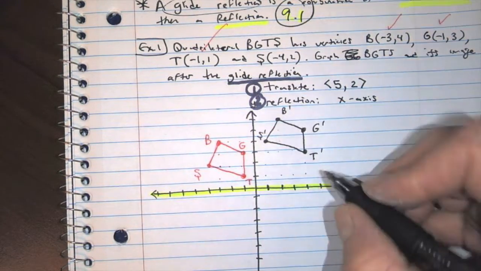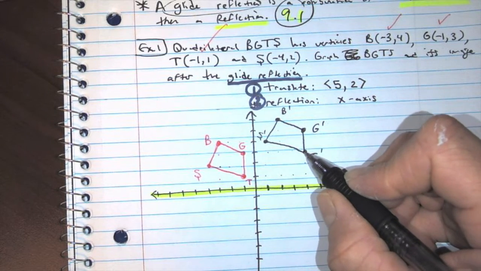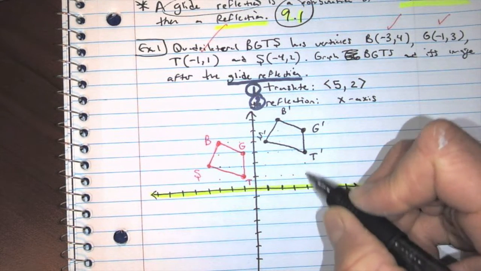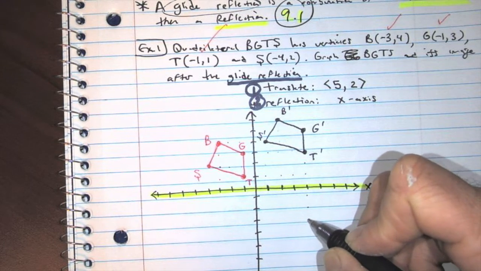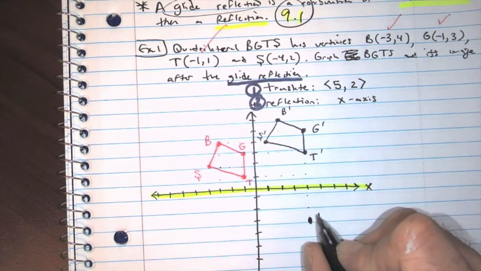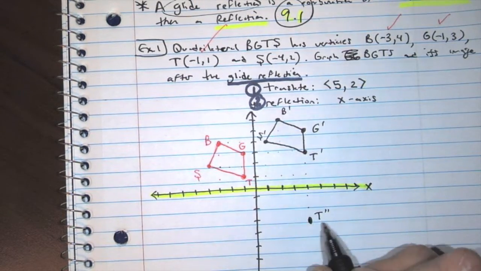So let's reflect this. Let's do T first. I'm a distance of 1, 2, 3 away from the x-axis. So I need to go 1, 2, 3 on the other side. This is called T double prime. So put 2 tick marks with that T.